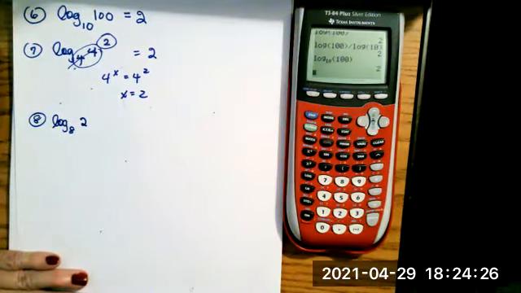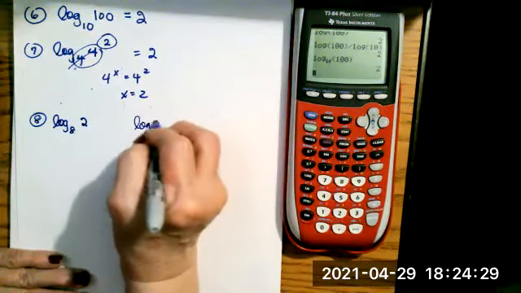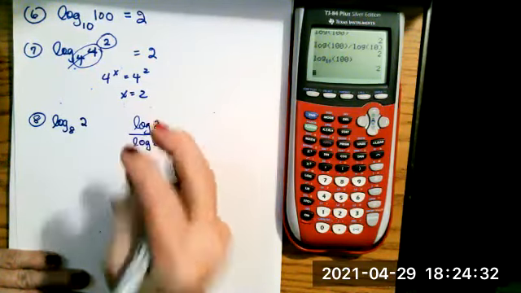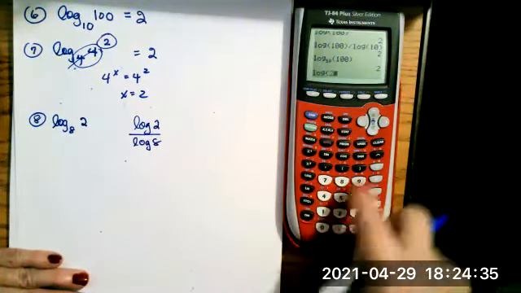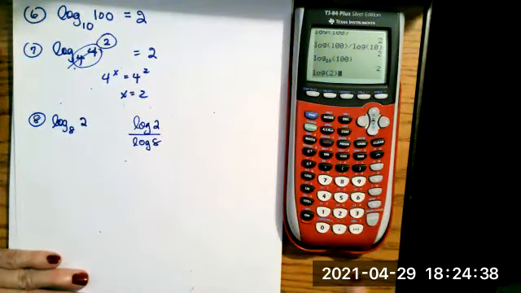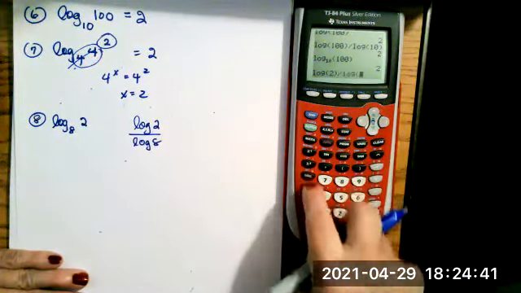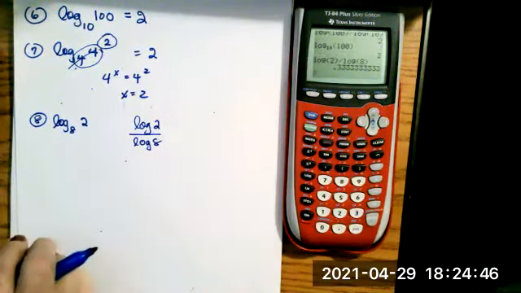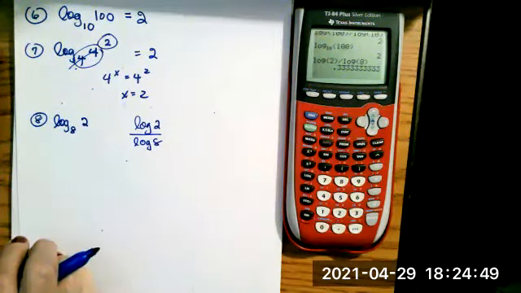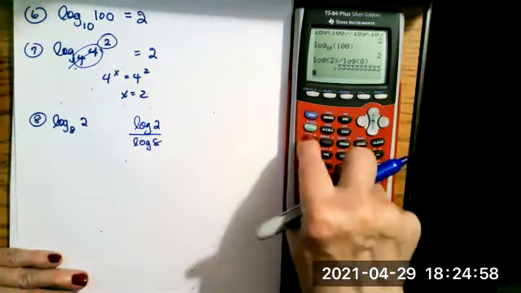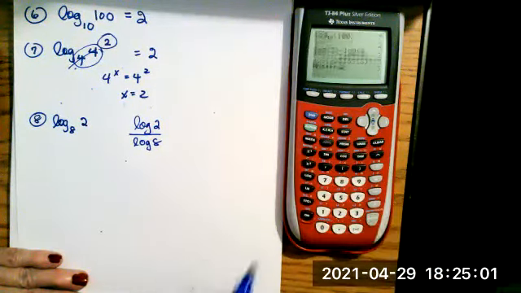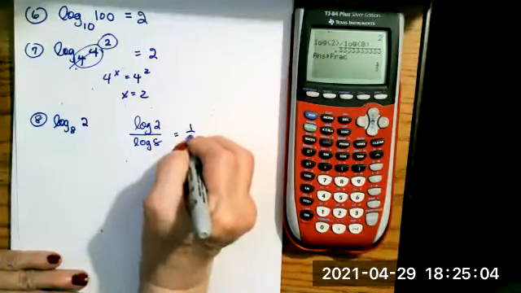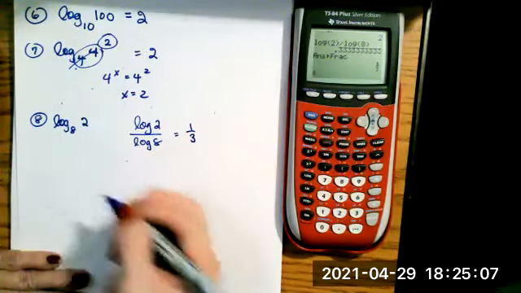Okay, let's do this one by change of base. If we do it by change of base, we'd have log 2 divided by log 8 if we do it that way. So log 2 divided by log 8. See what we get. We get 0.33333. What do you think we should do with that? Change it to a fraction. What do we get? 1/3. Mhm.